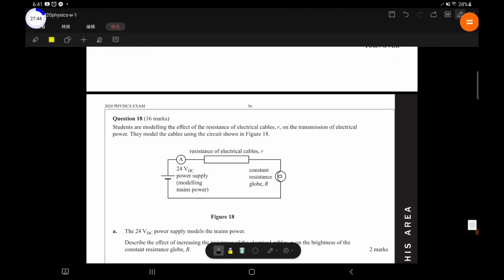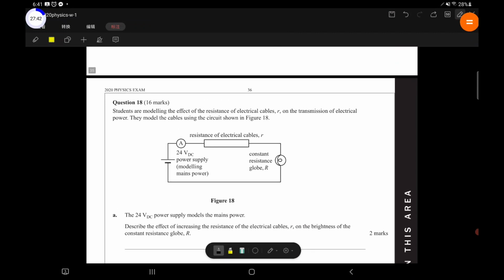All right, so finally, question 18 is the final big question. 27 minutes to go, so we can quite easily smash this one out. So we have an electrical circuit with a 24 volts power supply, luckily it's DC. There's nothing too complicated there. We have students modeling the effect of resistance of these electric cables on the transmission of electric power.